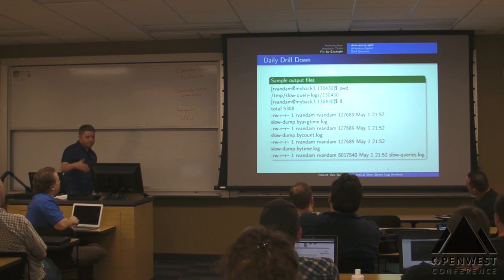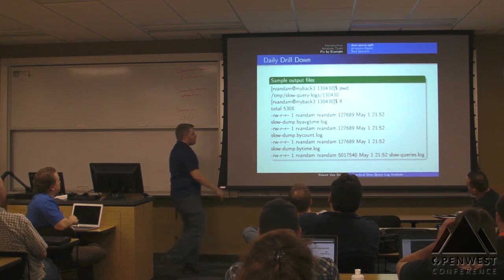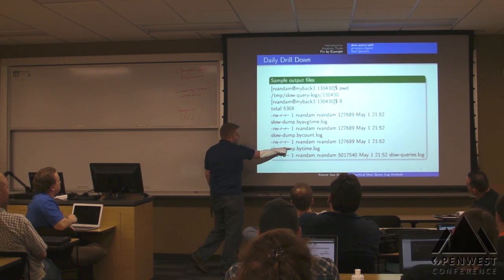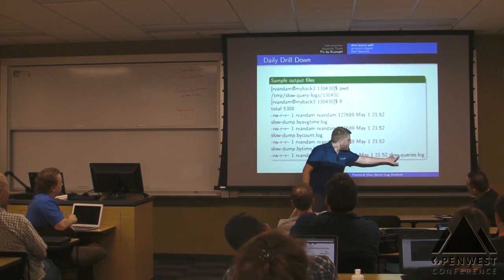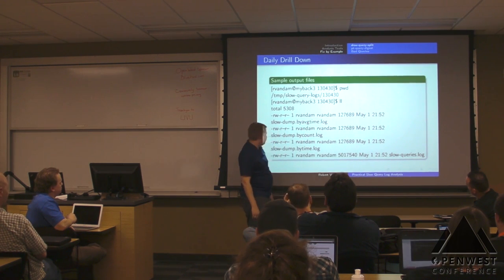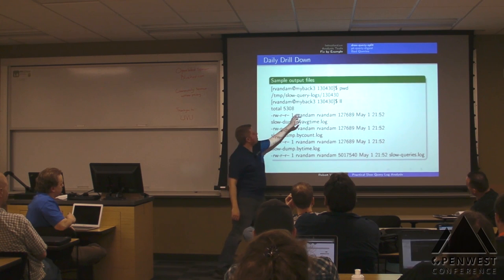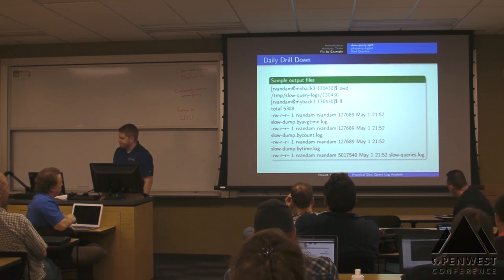So here's just an example of what those output files look like. You can see the three slow dump outputs, average time, count and time. And then this slow query logs. This is actually just for the snippet for May 1st. Actually, no, for April 30th, generated on May 1st.